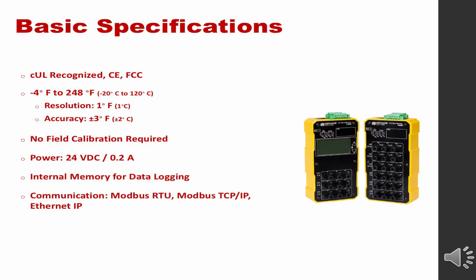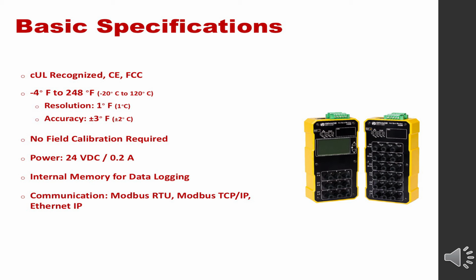So here are some of the basic specifications for a hotspot monitor. The first and foremost thing is the device is CUL recognized, CE marked, and also FCC certified. The operational sensing range of the device goes from -4 degrees Fahrenheit all the way through 248 degrees Fahrenheit, and we also have an optional high temperature sensor which can take up to 320 degrees Fahrenheit. The resolution is 1 degree Fahrenheit, and accuracy is plus or minus 3 degrees Fahrenheit. As such, there is no calibration required for the device. Everything is pre-calibrated at the factory level.